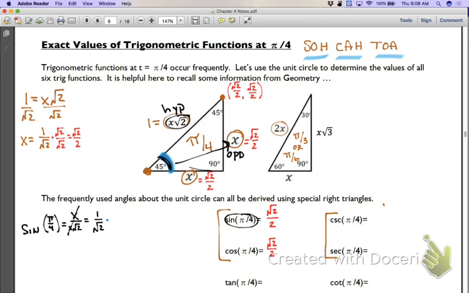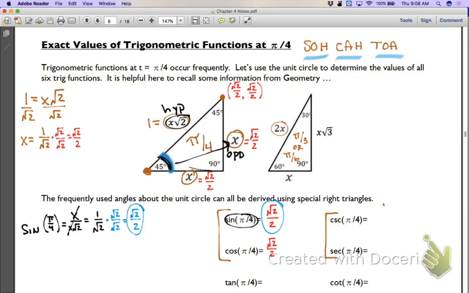So then multiply by the square root of 2 over 2, or square root of 2 over square root of 2, and I'm going to get the same answer. So there were two different ways that I could have found this, and it's still going to give me my same answer, square root of 2 over 2.